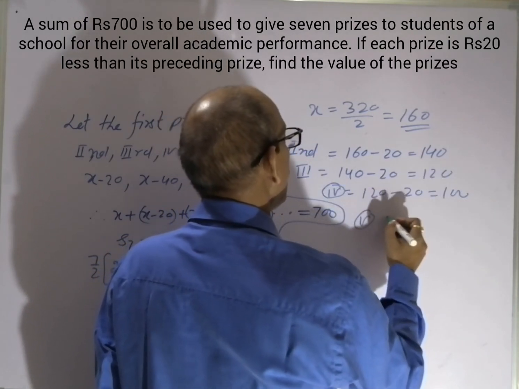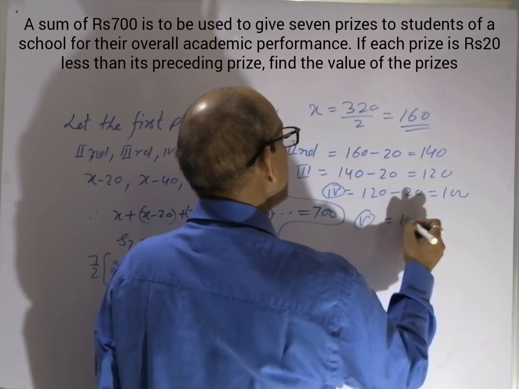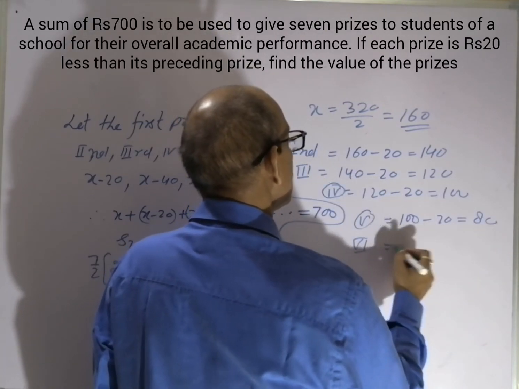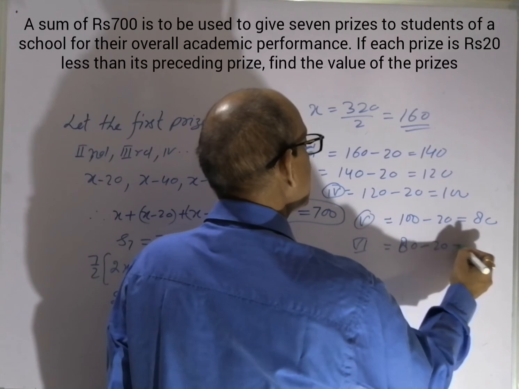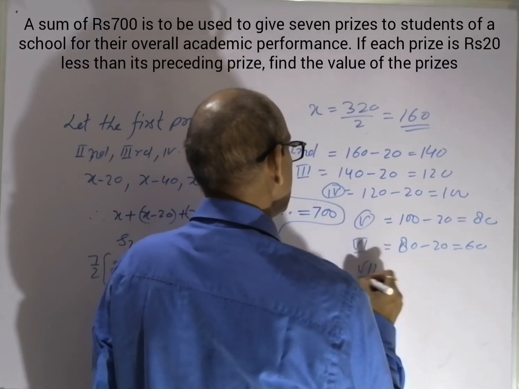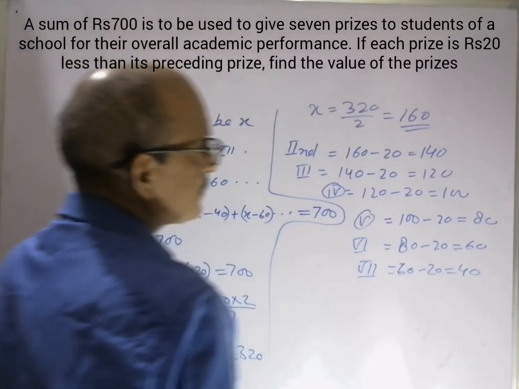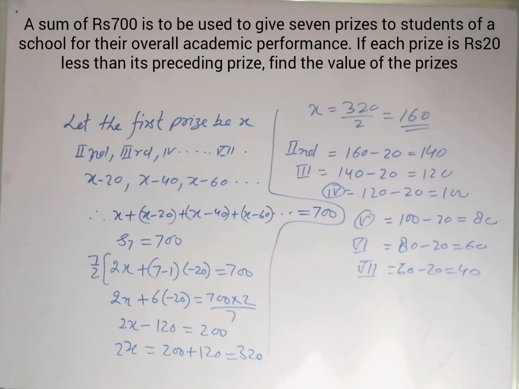Fifth is 100 minus 20, that is 80. Sixth, 80 minus 20, that is 60. And seventh, 60 minus 20, that is 40. So all the prices are: first price is 160 rupees, second is 140, third is 120, fourth is 100, fifth is 80, sixth is 60 and seventh is 40 rupees only. So that is all for this question. This is also a very good and applicative question.